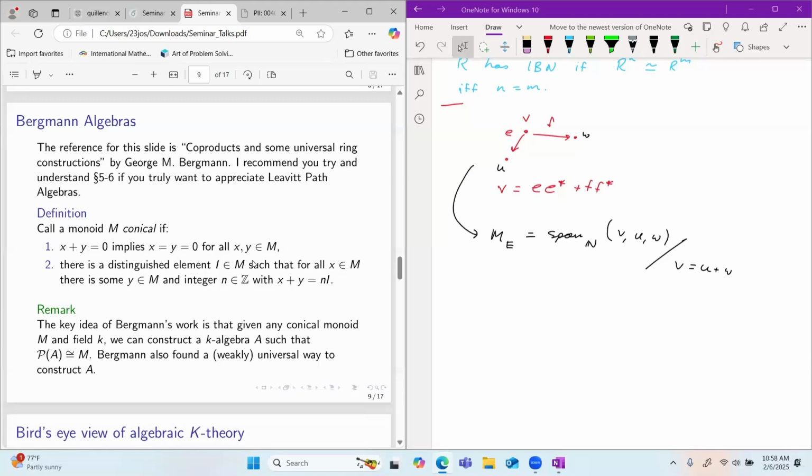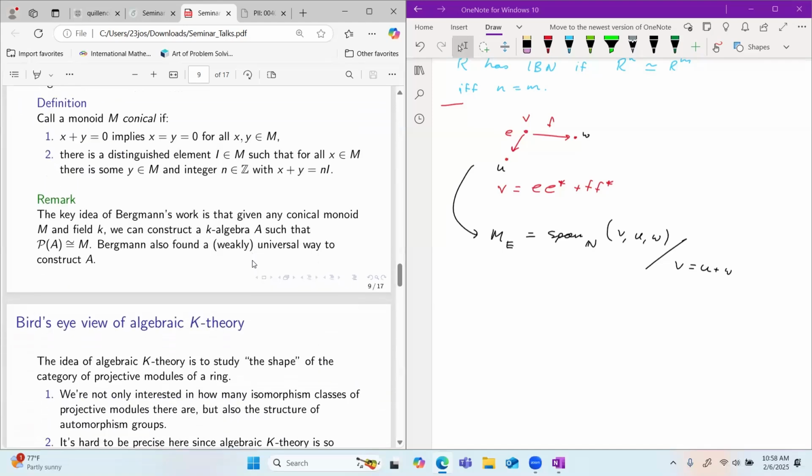We're not going to use this in our school, in the little seminar we'll have in India, but it's just some background knowledge for you to know about why Leavitt path algebras are so interesting.